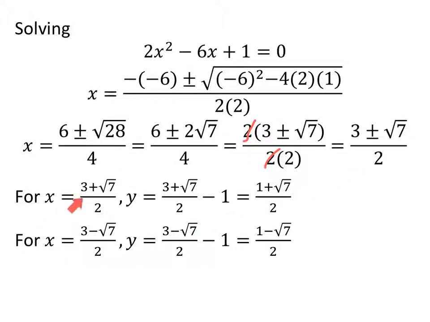Now, if x is 3 plus the square root of 7 over 2, then y, based on our previous slide, which is x minus 1, is 3 plus the square root of 7 over 2 minus 1. That's 3 halves minus 2 halves, which will give us 1 half, plus the square root of 7 over 2. Similarly, 3 minus the square root of 7 over 2 minus 1. That's 3 halves minus 2 halves, which is 1 half, minus the square root of 7 over 2 as well. So 2 points, ugly looking points, but they're points nonetheless with the exact values of x and y.